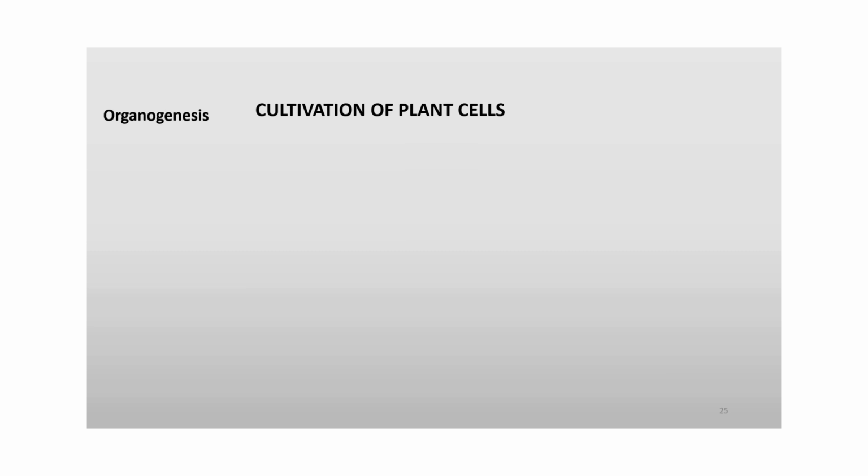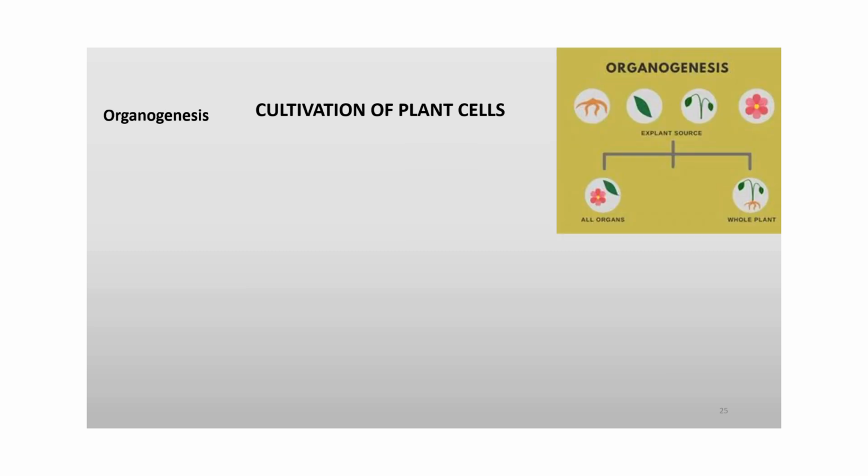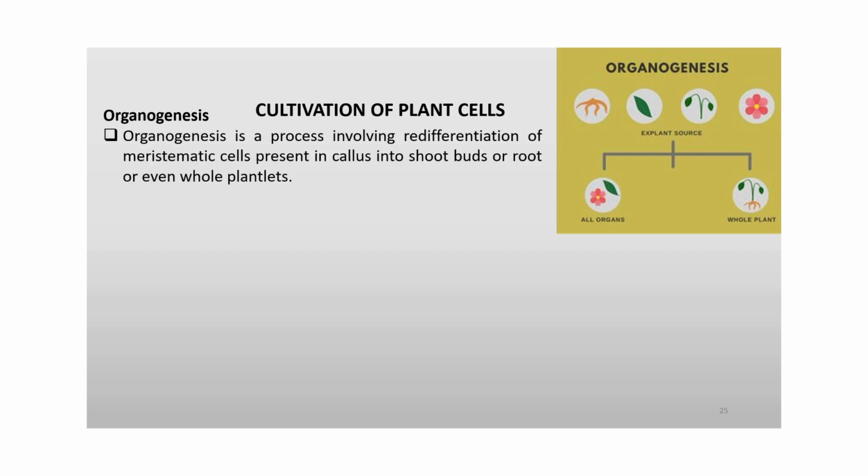Some of the things: organogenesis. If you see, different explants, flower, leaf, root or stem, all organs can be developed and whole plants can be developed from a part of the explant. That is organogenesis. Organs are developed in a process involving redifferentiation of meristematic cells present in callus into shoot buds or roots or even whole plantlets. The formation of organ is called organogenesis.